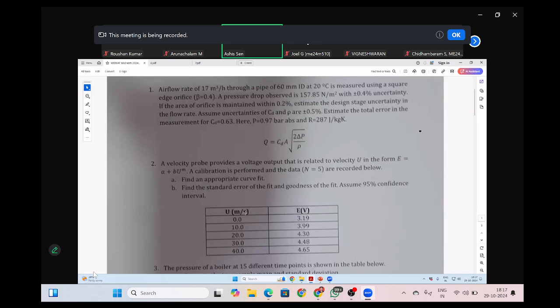The question is, find an appropriate curve fit. Using this data, you have to find basically A, B, and m, and find the standard error of fit and goodness of the fit. Assume 95% confidence interval.